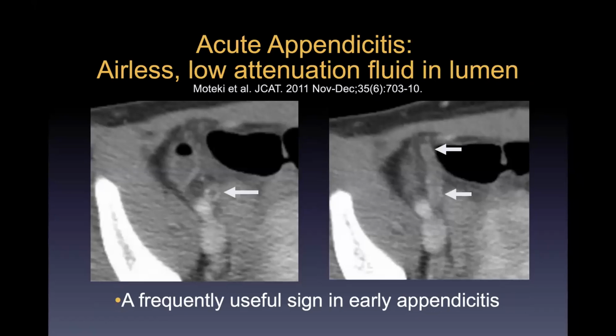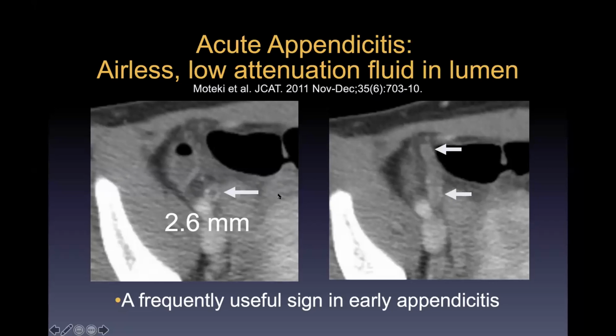This appendix was not that big. It was about 7 or 8 millimeters. Not a lot of inflammation around the appendix, but there was this airless low attenuation fluid filling the entire lumen. On the basis of that, we suggested that the patient might have early appendicitis, and that was subsequently proven at surgery.